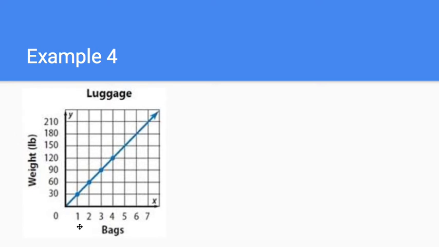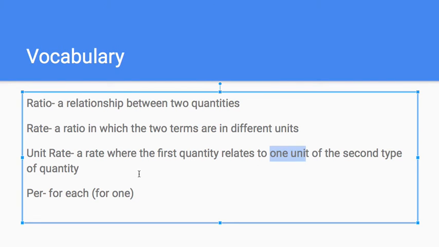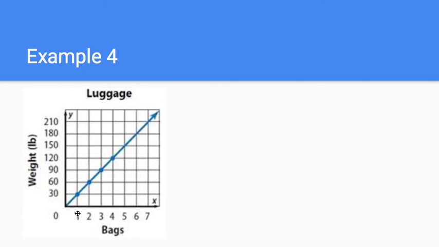But the easy thing, if you have a graph like this that goes through the point 0, 0, remember unit rate is 1 unit of the second type. So look at the amount for 1. 1 bag, 30 pounds. So 1 bag is 30 pounds, it's 30 pounds per bag. So with a graph, as long as it goes through 0, 0, we can just use the point where x equals 1. If x equals 1, y equals 30. You can also see as x increases by 1, y increases by 30.